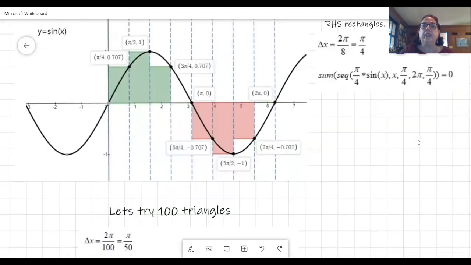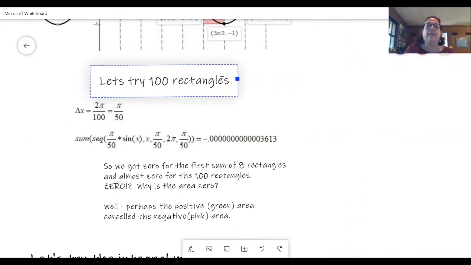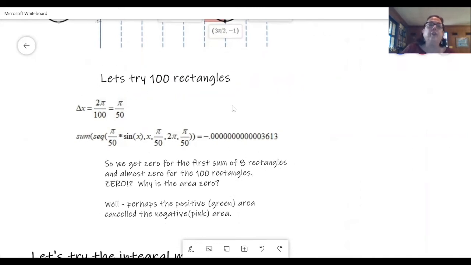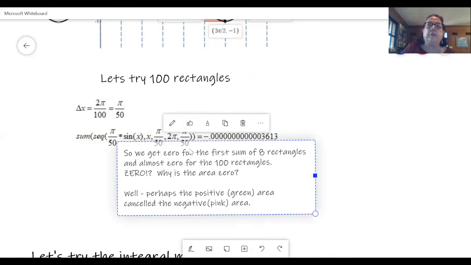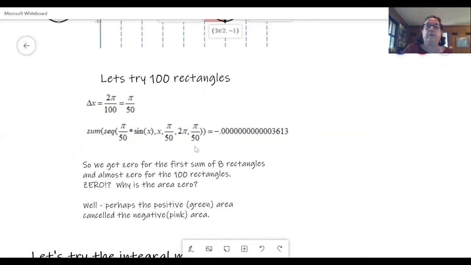All right, well, let's try doing this with some more rectangles. You should notice here that for some reason this says triangles, but it should say rectangles. So 100 rectangles. We do the same thing to find delta x. We take the range, 2 pi minus 0 divided by 100, which is pi over 50. And remember, we're doing our Riemann sum using the sum of the sequence on a TI-83 calculator, and there are instructions posted on your Google Classroom to use that calculator to find these values.